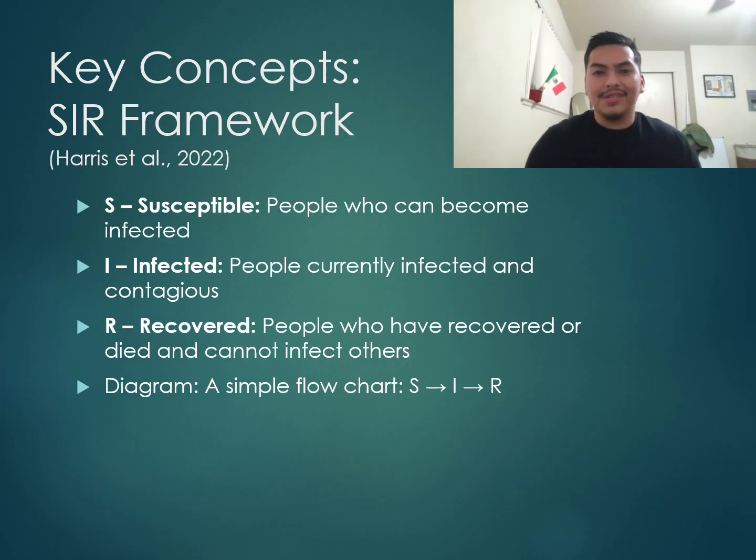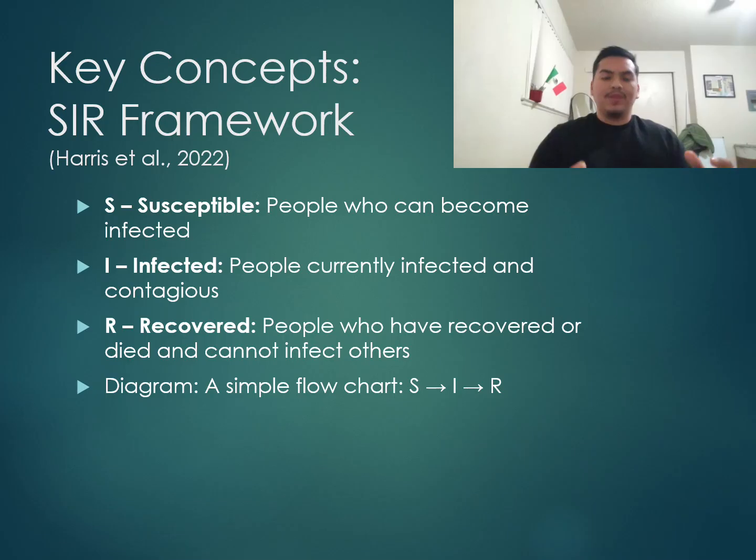Well, here's how it works. It's broken into three parts that are all uniquely their own, and it's thoroughly explained by Harris et al. in a 2022 report via the National Library of Medicine. In this report, we divide the population into three groups: susceptible, infected, and recovered. Susceptible is the population that we are looking at, in which we can get this disease.